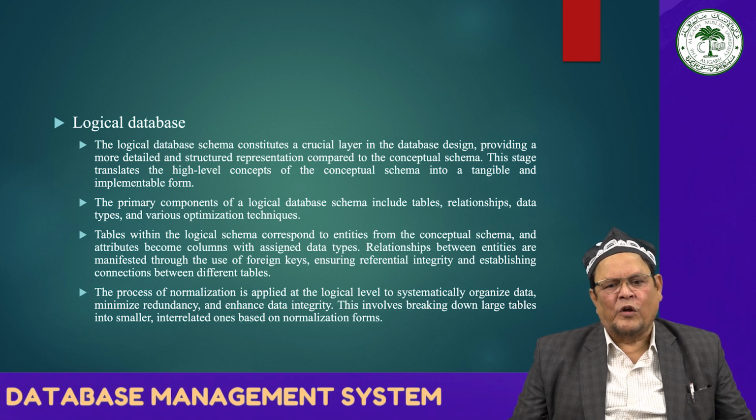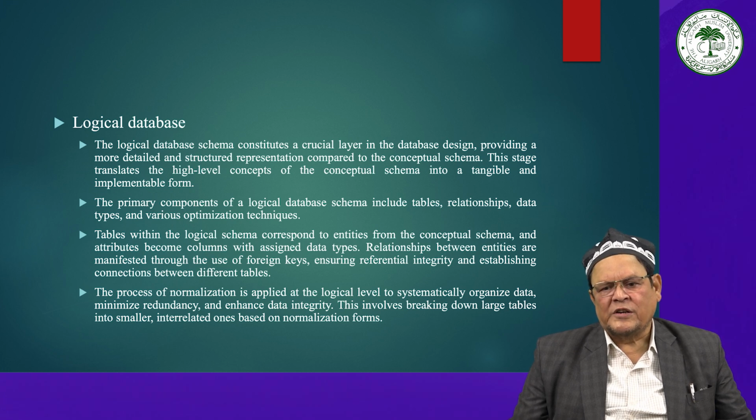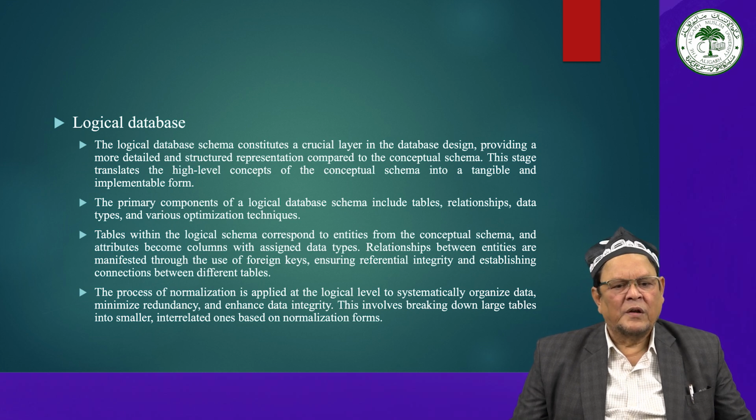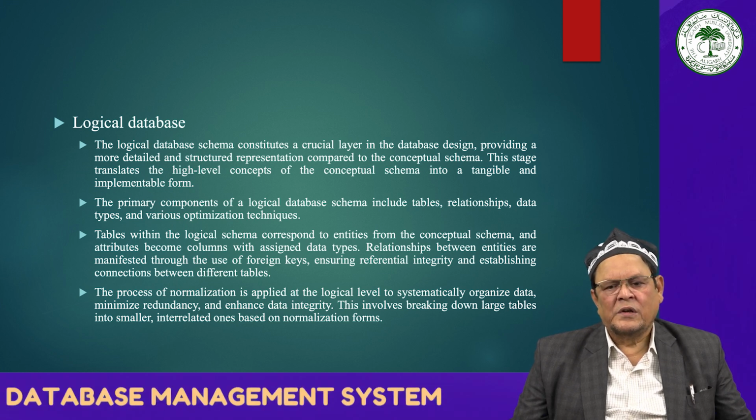The primary components of a logical database schema include tables, relationships, data types, and various optimization techniques. Tables within the logical schema correspond to entities from the conceptual schema, and attributes become columns with assigned data types. Relationships between entities are manifested through the use of foreign keys, ensuring referential integrity and establishing connections between the different tables.